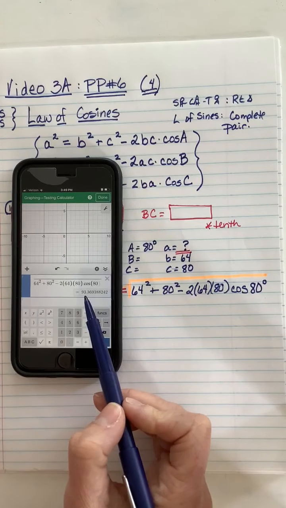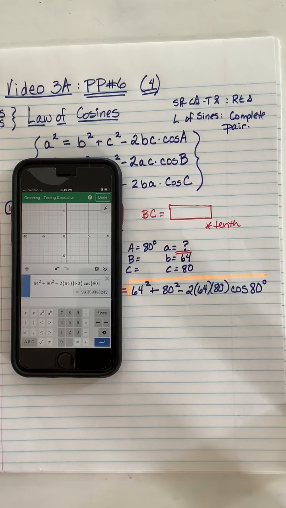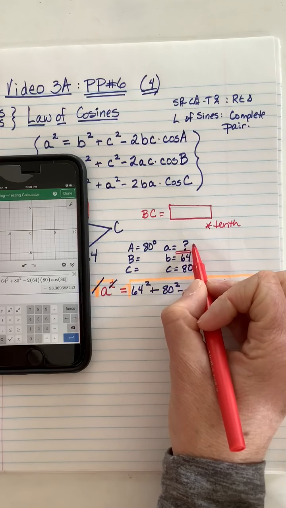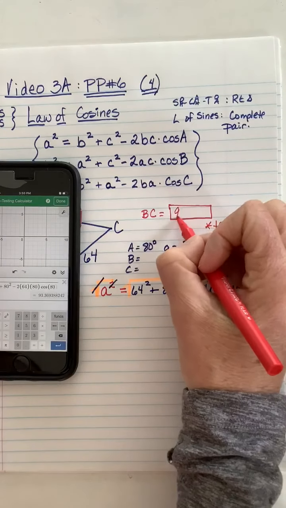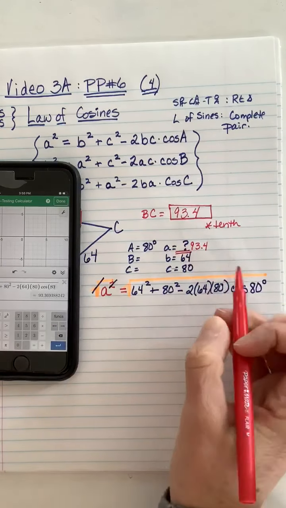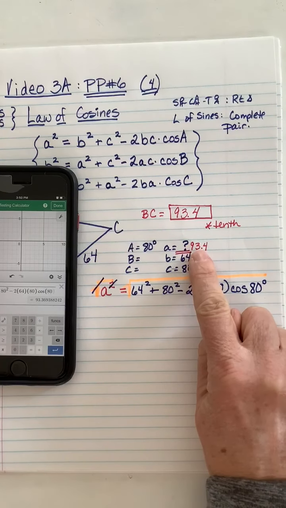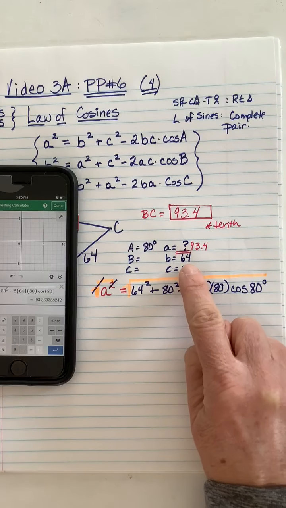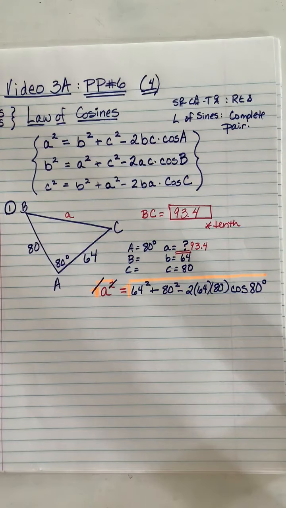Okay, so I'm thinking that my side A is 93.4. Notice I rounded up because I'm going to the nearest tenth. So I think that side A is 93.4 units. Okay, would a side of 93.4 make sense in this triangle? Absolutely. You've got side lengths of 80 and 64, and now also 93.4. So that makes sense to me.